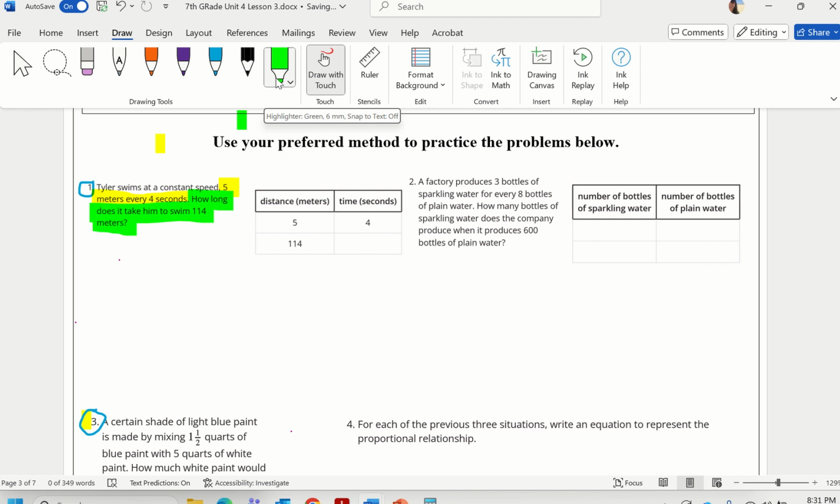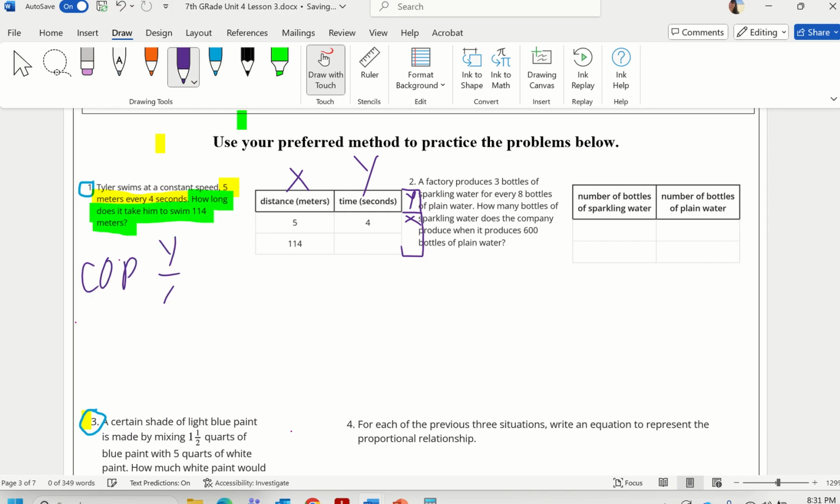To use the COP method, normally I would extend my table. We don't really have that here, but I know to find the COP, I just have to do my Y over X. So I can easily do that in my workspace below the problem. I just want to remember to label my columns first so I know how to set my problem up. All right, so for the COP, I am doing Y over X. In my problem, I see that the 4 is in my Y column. So when I'm doing Y over X, I'm doing 4 over 5.